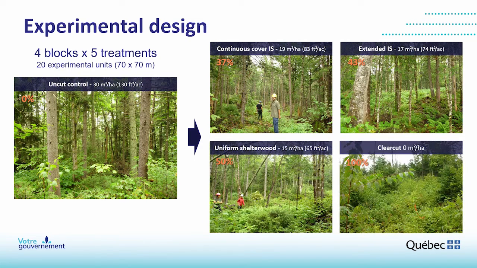So here's the experimental design. We have the uncut control with an average basal area of 30 square meters per hectare. We have the continuous cover irregular shelterwood with the scenario to come back roughly every 30 years. The residual basal area is 19 square meters per hectare. The harvest intensity was slightly higher with the extended irregular shelterwood, where the residual basal area was 17 square meters per hectare after the cut.